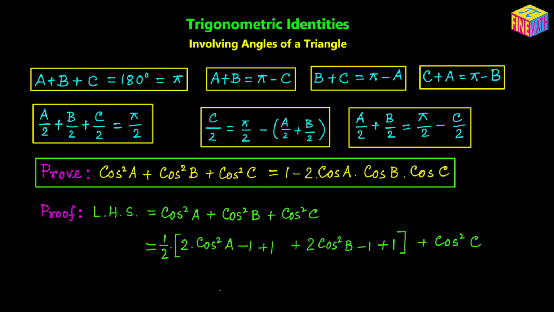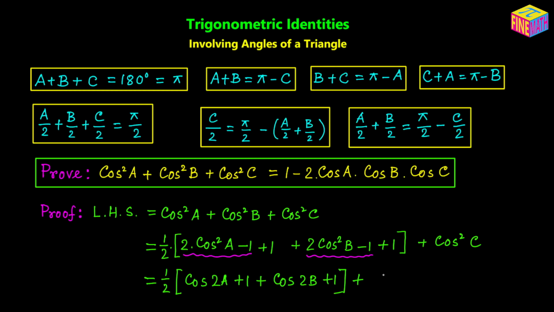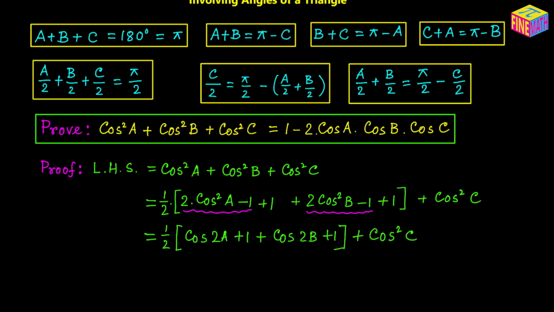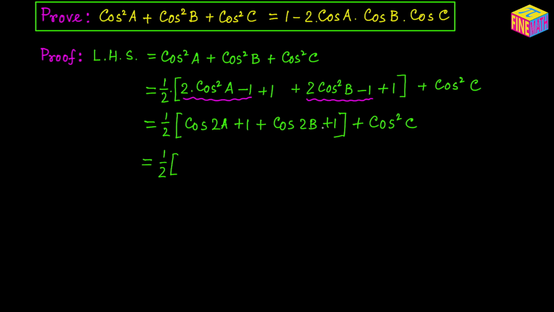Now within the bracket, if you carefully look at it, this portion right here is cosine of 2A and this portion right here is actually cosine of 2B. So let's now write this as half times cosine of 2A and then of course plus 1 here, plus cosine of 2B and a plus 1, and then outside of the bracket of course we have plus cosine square of C. Now let's rearrange the quantities inside the bracket a little bit. So we can write it as half times 1 plus 1, so that is actually 2, plus cosine of 2A and also plus cosine of 2B, and outside the bracket we have plus cosine square of C.